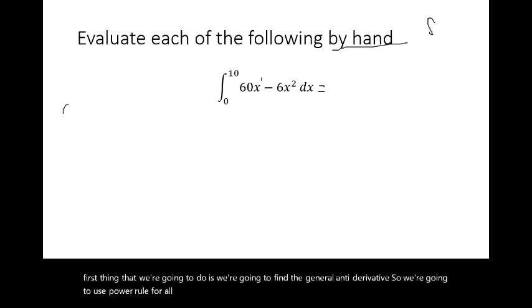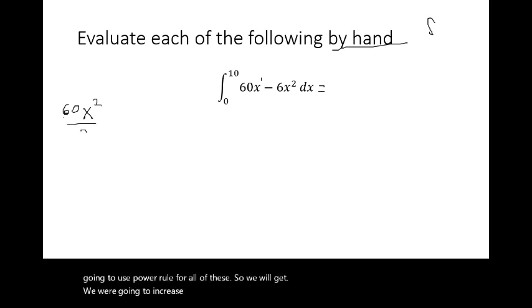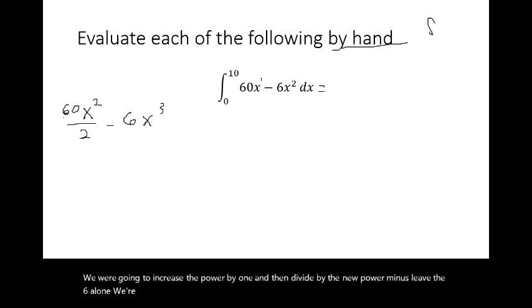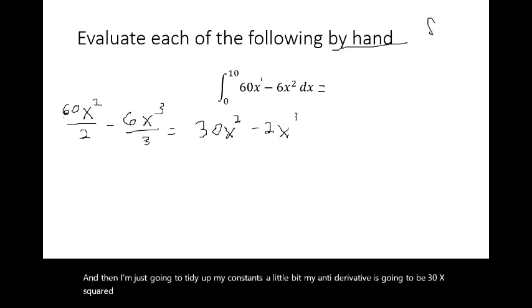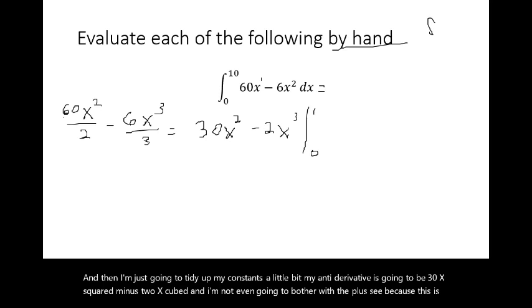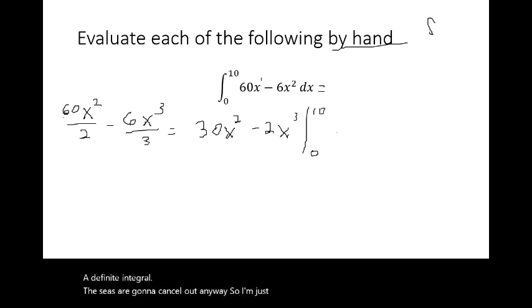So we will get, we are going to increase the power by 1 and then divide by the new power. Minus, leave the 6 alone. We're going to increase the power by 1 and divide by the new power. And then I'm just going to tidy up my constants a little bit. My antiderivative is going to be 30x squared minus 2x cubed. And I'm not even going to bother with the plus c because this is a definite integral. The c's are going to cancel out anyway, so I'm just not even going to bother with them. Then I'm going to evaluate it from 0 to 10.